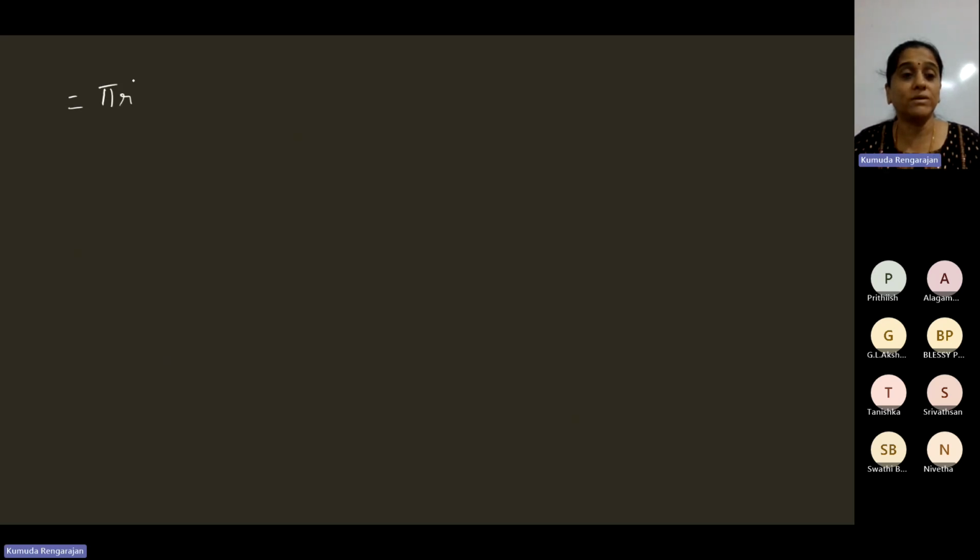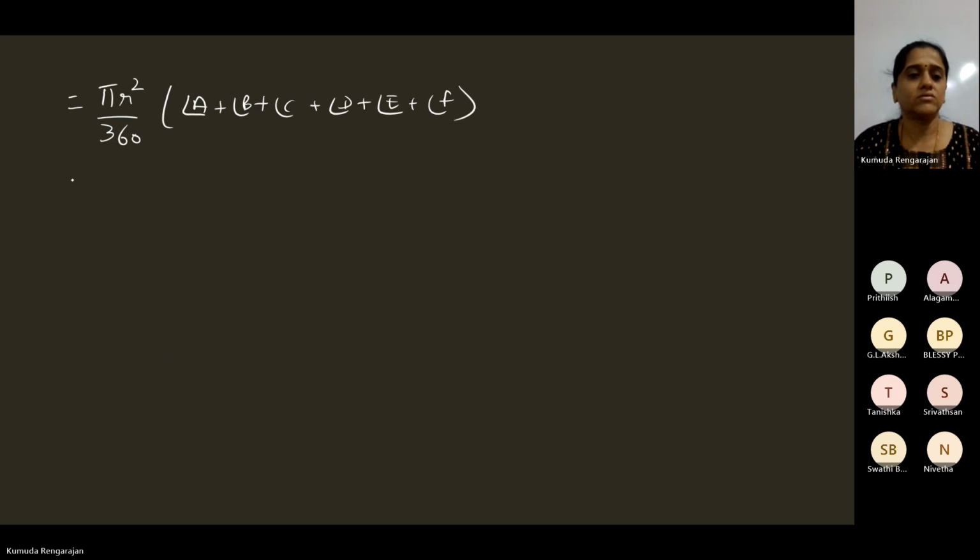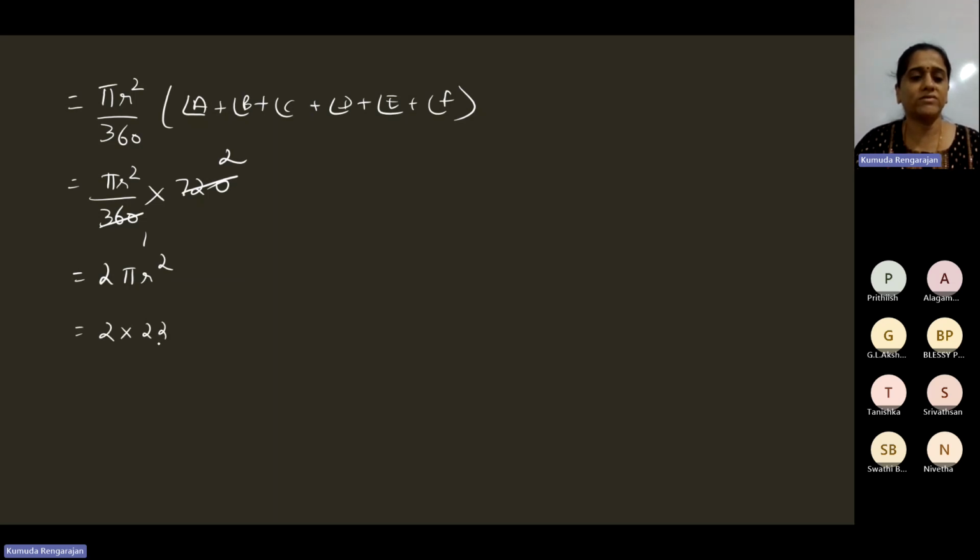What's common? Pi r squared by 360. And in bracket, angle A plus angle B plus angle C plus angle D plus angle E plus angle F. So pi r squared by 360 into 720. So it is 2 pi r squared. So it is 2 into 22 by 7 into r squared. R we don't know. So 44 by 7 into r squared square units.